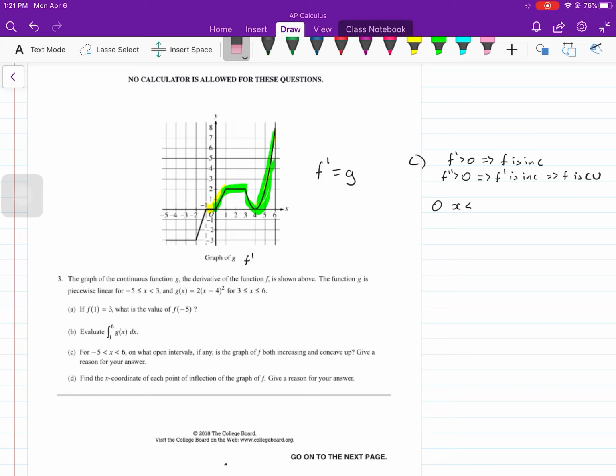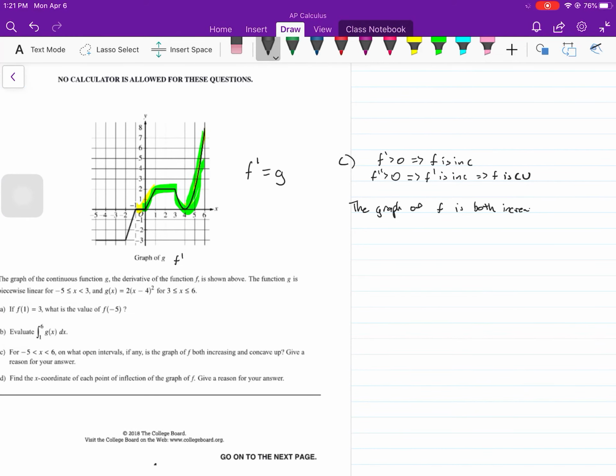and usually we like to give this notation. It's a little better notation for your intervals. So x is between 0 and 1. And hang on, we need to write a little statement here. So the graph of f is both increasing. Don't put INC, put increasing. And concave up. On the intervals 0 to 1, or x is between 0 and 1, and 4 to 6.